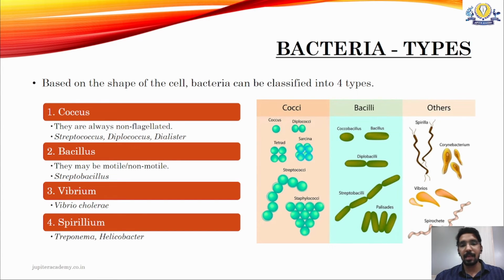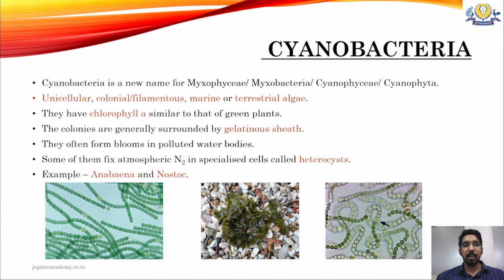Then we have bacilli. Bacilli are rod-shaped bacteria. They can be motile or non-motile, whereas the cocci, the spherical ones, are always non-flagellated, meaning they are always immotile. An example for bacillus is streptobacillus. Vibrium are comma-shaped bacteria, and an example is Vibrio cholerae. Vibrio means comma-shaped. And Spirillum, as the name suggests, is spiral shaped, and we have Treponema, Helicobacter, and so on.